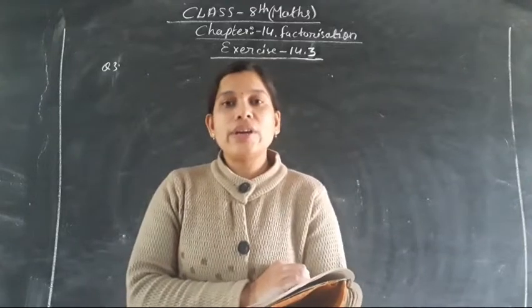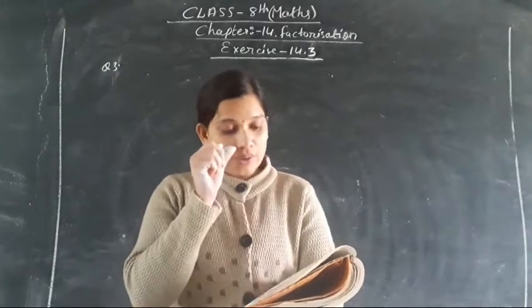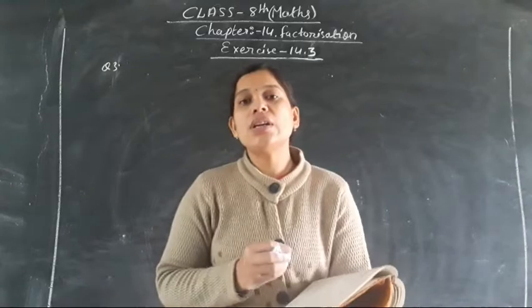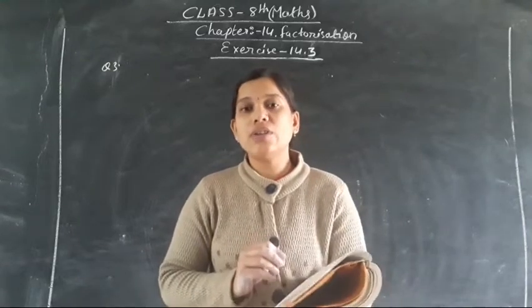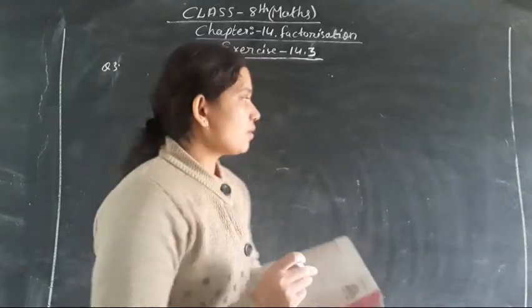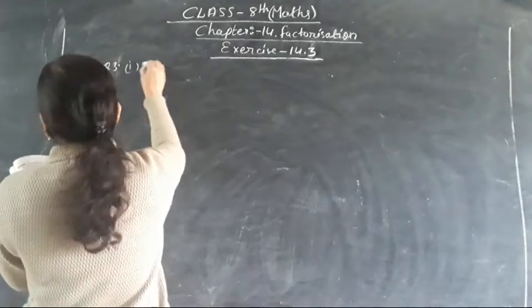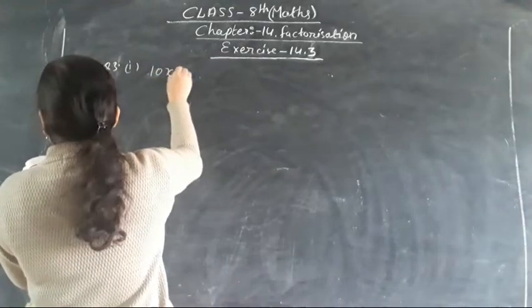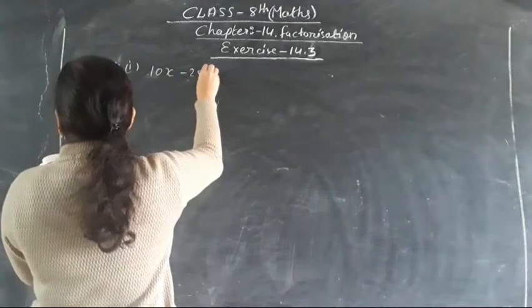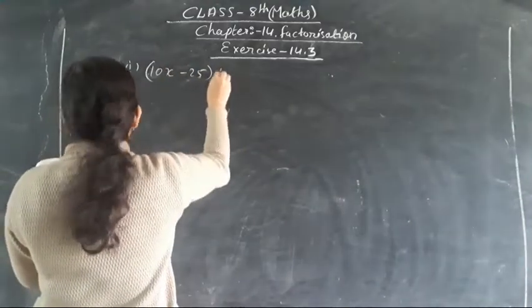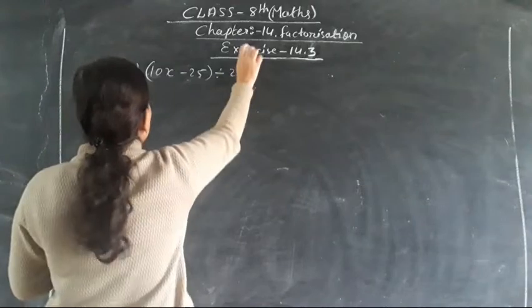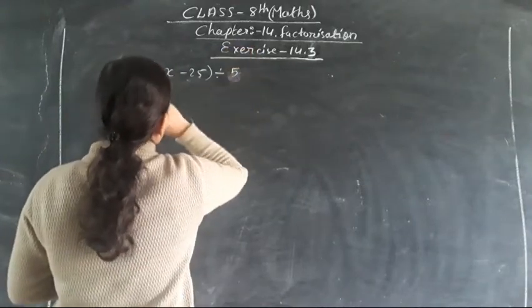Work out the following division. That means whatever the division is being given, we have to solve it. So what is the question we are having? Work out the division. The first part of question number 3 is 10x minus 25 divided by 5. This is the question we are having.